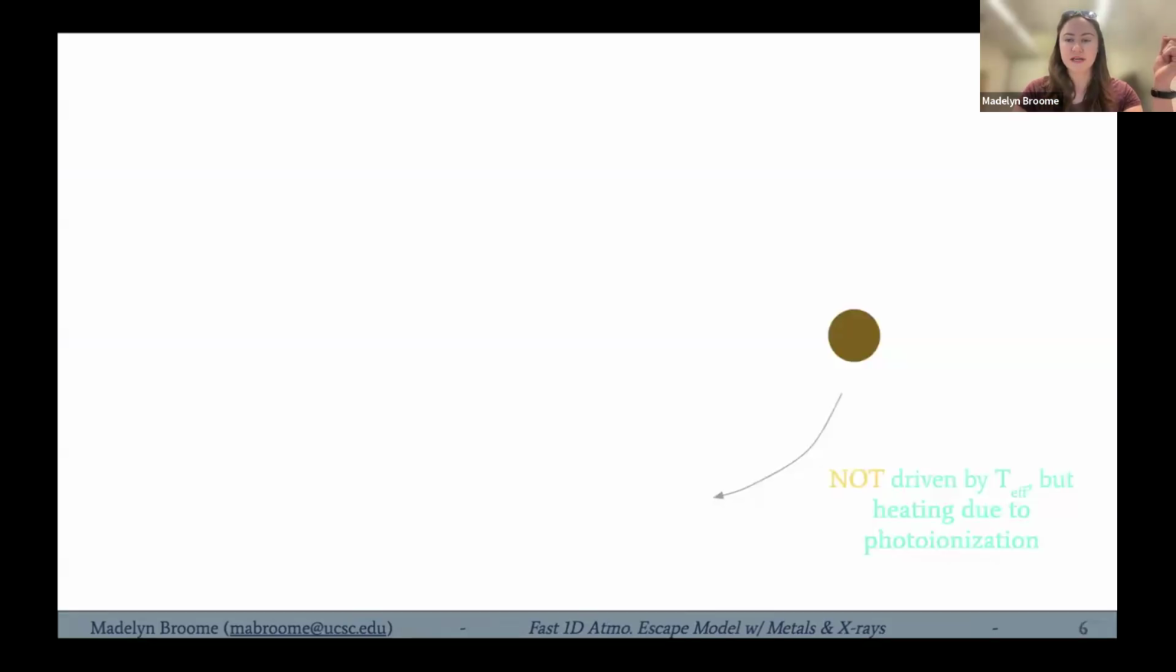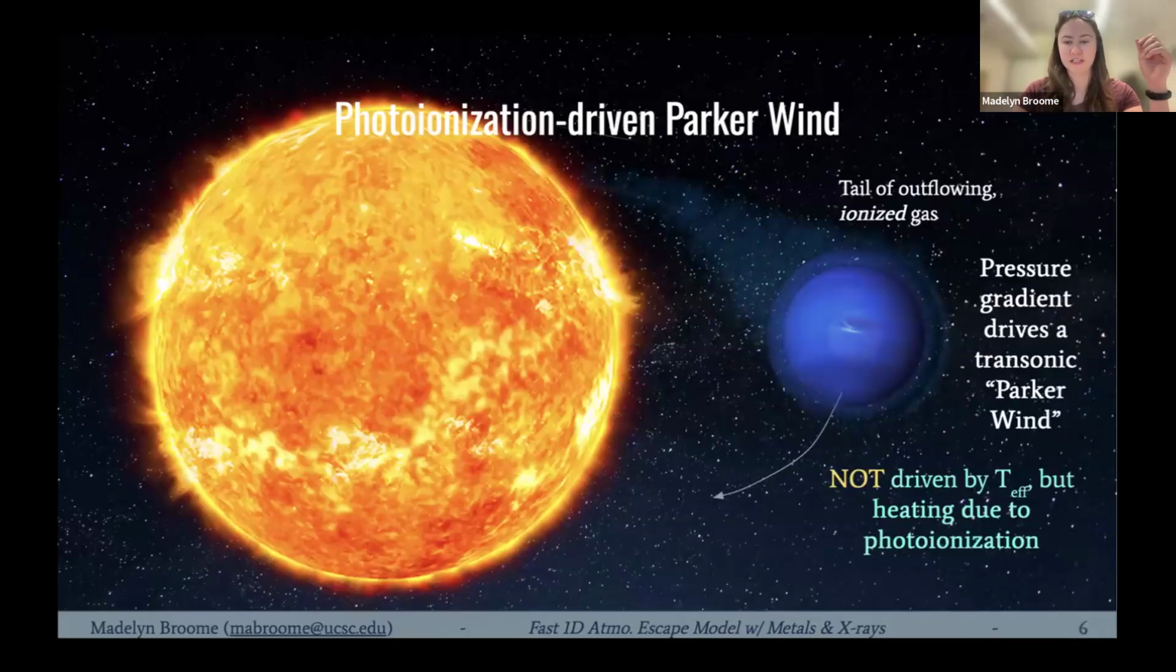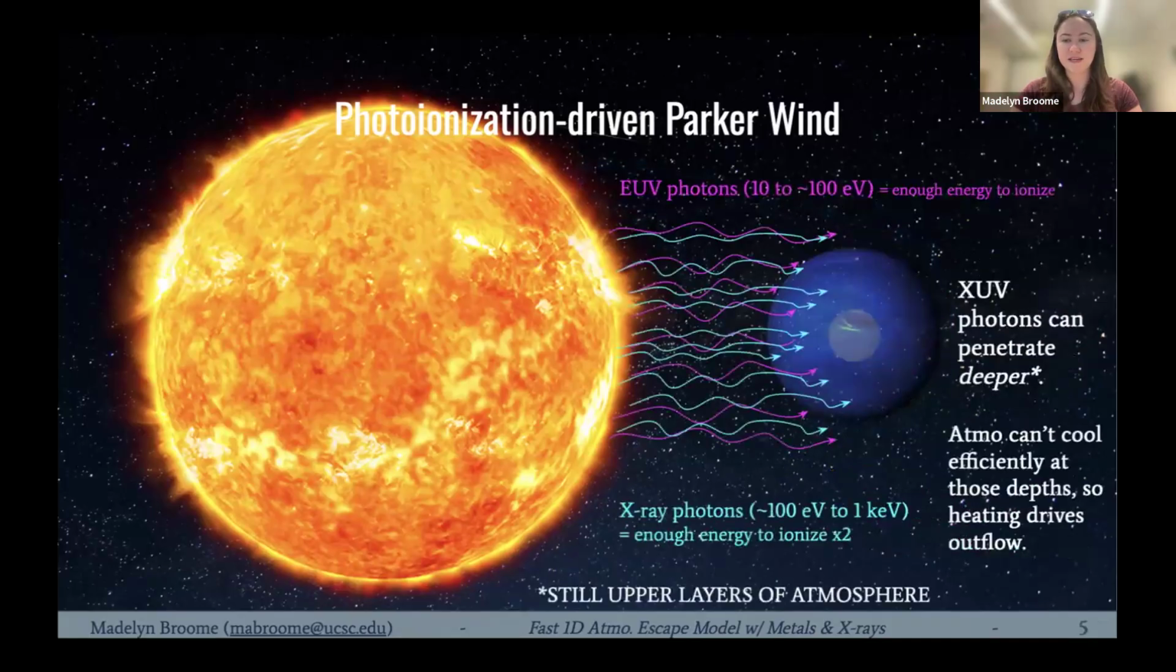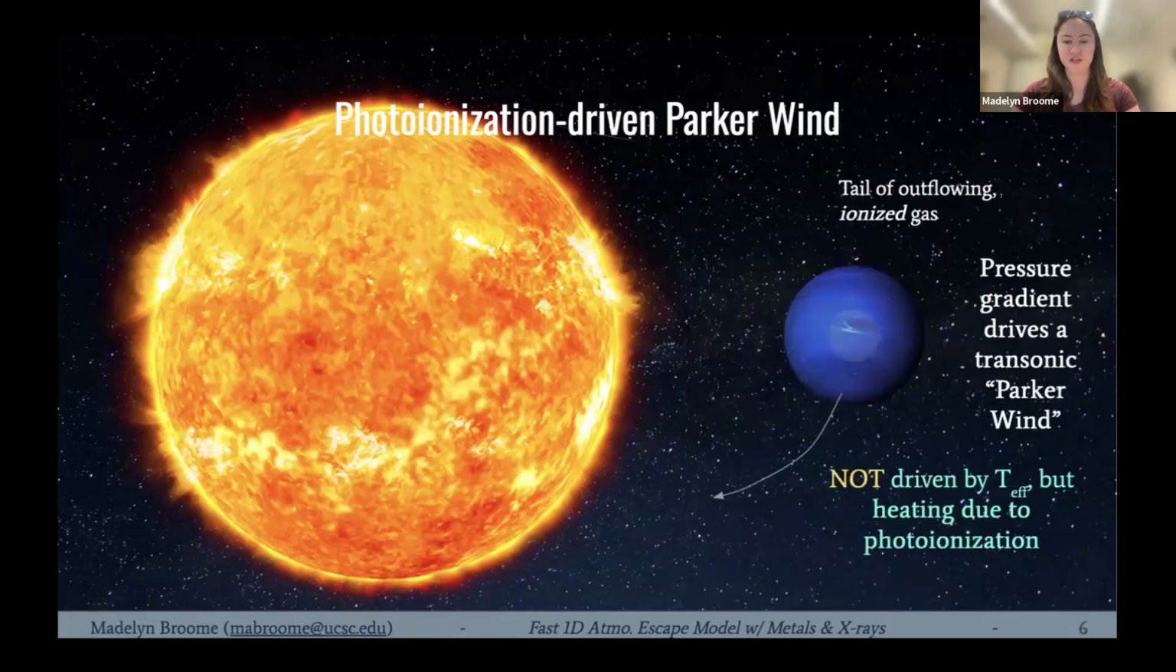And it is a transonic Parker wind specifically, which is a particular solution where it goes from being a subsonic to a supersonic outflow at a certain point called the sonic point. And significantly, this is not driven by the effective temperature again, but by heating due to photoionization. A significant note about X-rays and EUV rays is that EUV photons have enough energy to ionize at least one species in the atmosphere. And X-rays specifically have the energy to ionize more than one species in the atmosphere, which is why it's important to pay attention to X-ray physics.